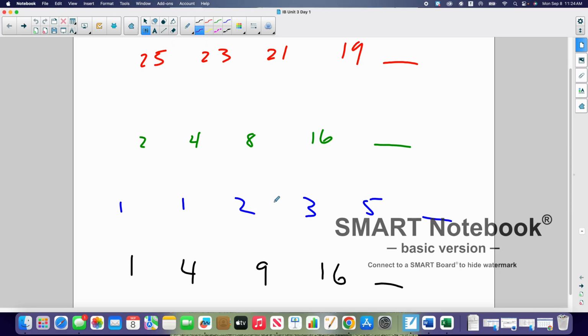Now, what is the number that you put in the blank on the red one? 17, okay? 17 goes in the blank there. And what was the pattern? Minus 2, minus 2, minus 2, minus 2. So here's the thing. Anytime that you are adding or subtracting to get to the next number, it's called arithmetic. Arithmetic sequences and series are when we're adding or subtracting to get from one to the next.